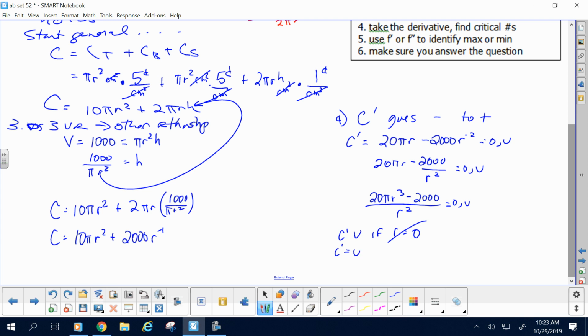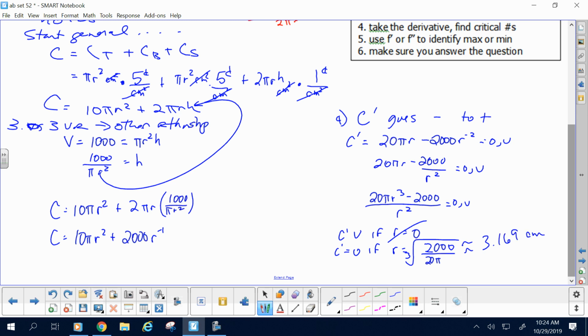C prime is 0 if R is, just tell me, it doesn't have to be pretty or decimal. Whatever makes it 2,000. 100 over the cube root of 100 over pi sounds about good. If you move 2,000, divide by 20 pi and take the cube root. It's the cube root of 2,000 over 20 pi, which is roughly 3.169 centimeters.